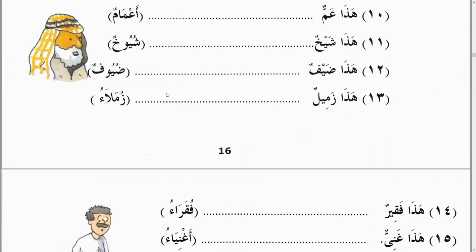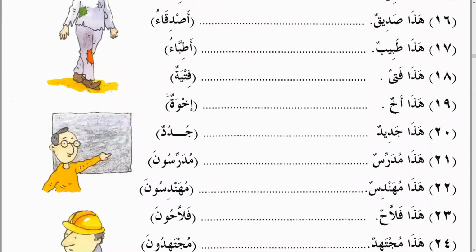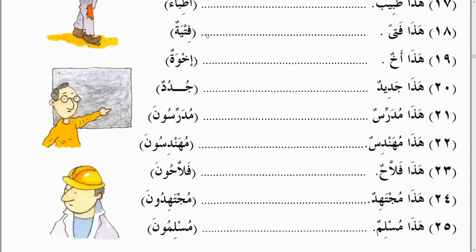We just have to try to memorize as much as we can. Jadidun, jududun. Jadidun, this is new. Plural, haulai jududun, these are new. Jadid, the plural is judud. Now they are normal ones, very easy to memorize. Mudarrisun. Hada mudarrisun. The plural is mudarrisuna. This is called Jama Muzakkar Salim. Very easy, we just add una.